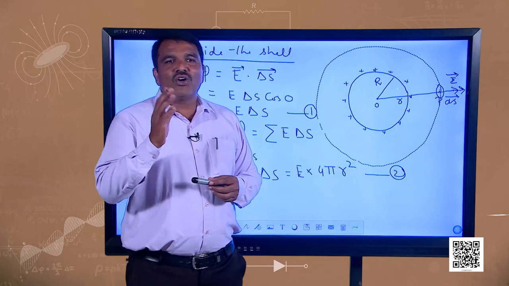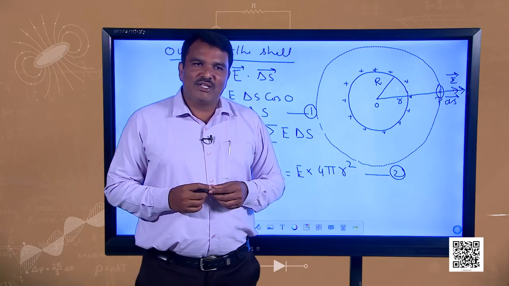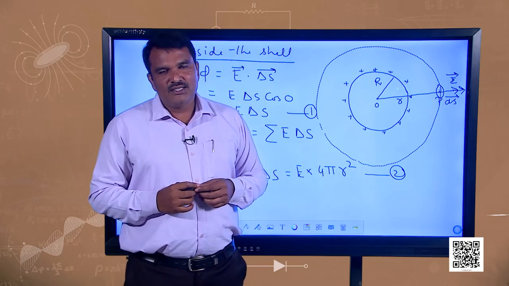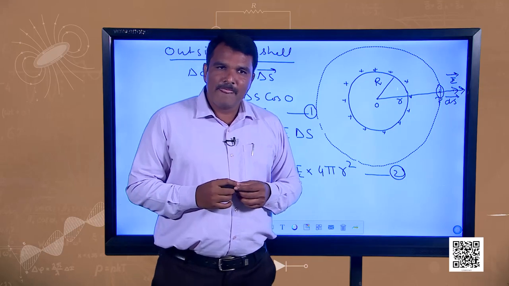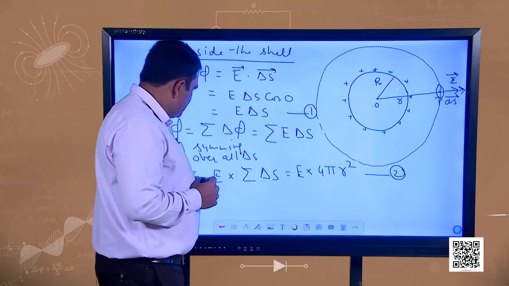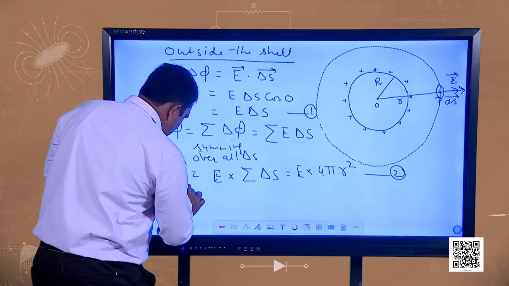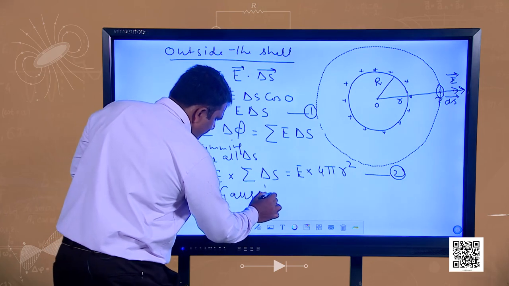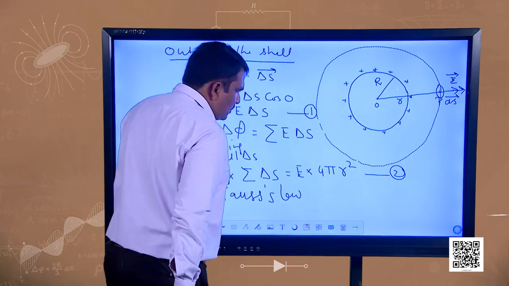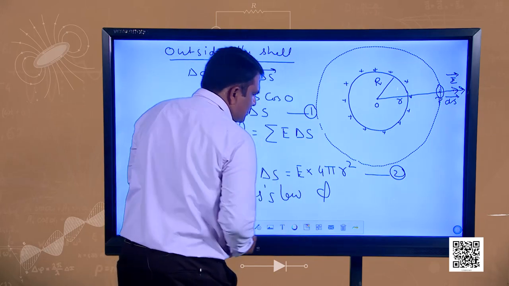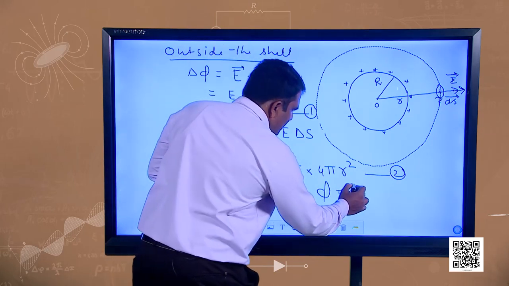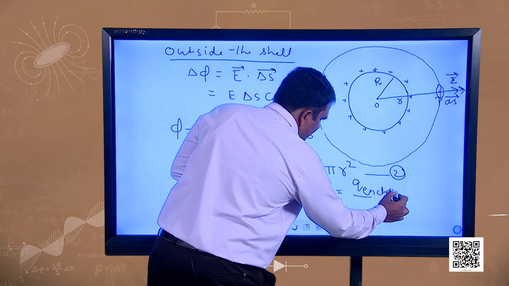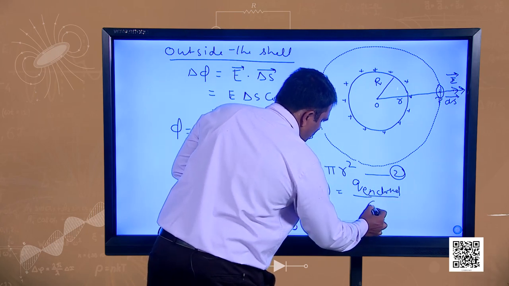Now, from Gauss's law, we know that electric flux through a closed surface S is equal to the amount of charge enclosed divided by epsilon naught. From Gauss's law, total flux passing through a surface is equal to amount of charge enclosed, Q enclosed, divided by epsilon naught.